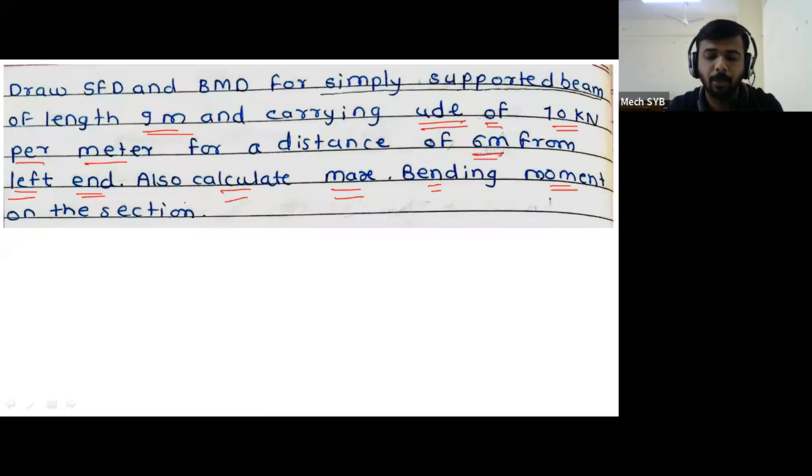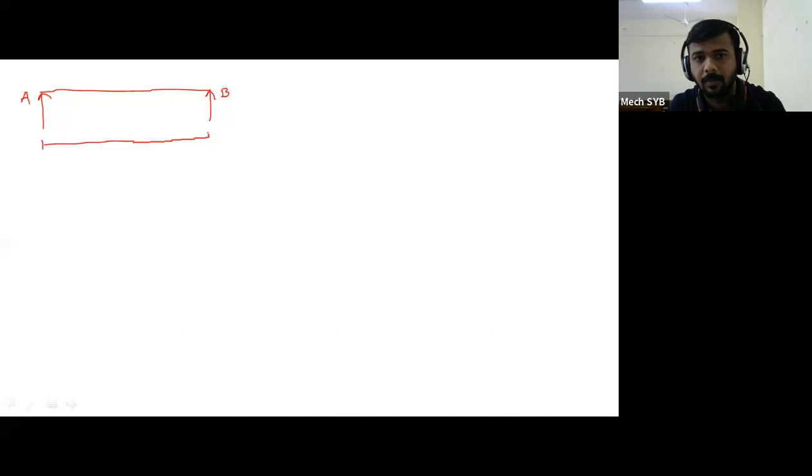So initially, first of all, we have to draw the figure. As I have told you, you have to draw the loading diagram, and below the loading diagram we have to skip some space, maybe half a page, to draw your SFD and BMD. So first of all we will draw the figure. See, a simply supported beam is given. This is the simply supported beam. This is point A, this is point B. Total distance is 9 meter.